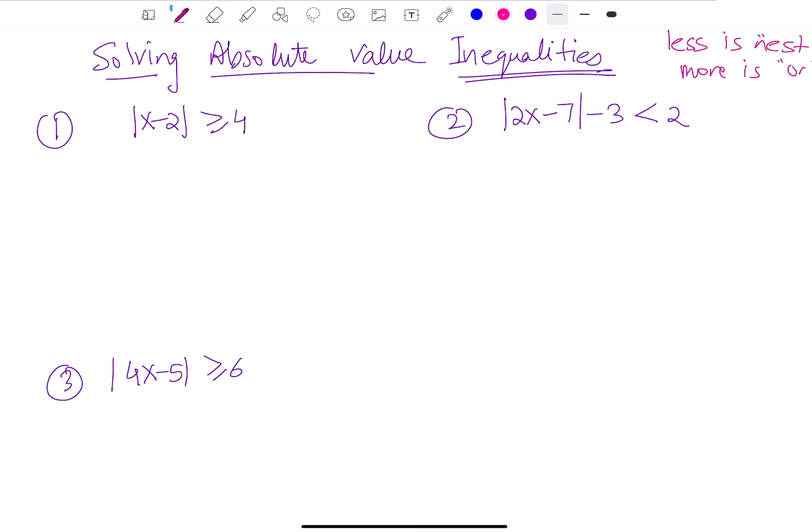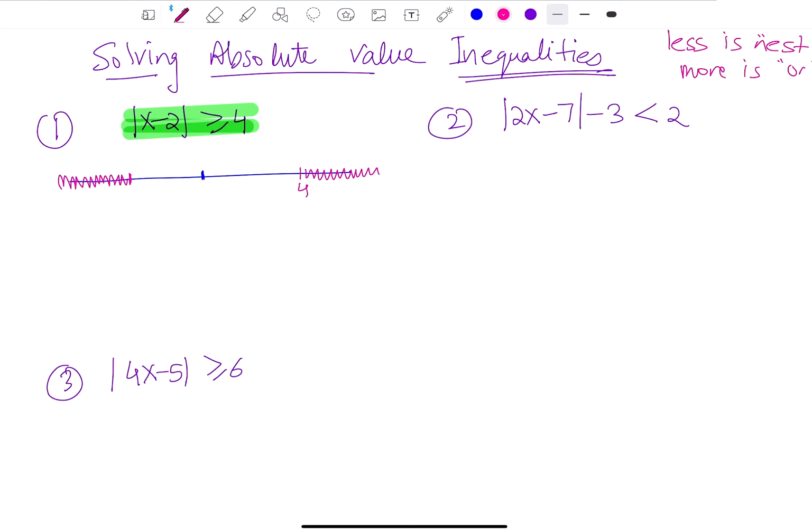In this video, we will look at solving absolute value inequalities. So first example, we have the absolute value of x minus 2 is greater than or equal to 4. That means we have a number whose absolute value is greater than or equal to 4. There are two places a number can be. All the numbers to the right of positive 4 have absolute value greater than or equal to 4, and all the numbers to the left of negative 4 also have absolute value greater than or equal to 4.